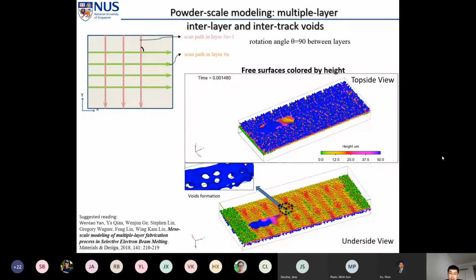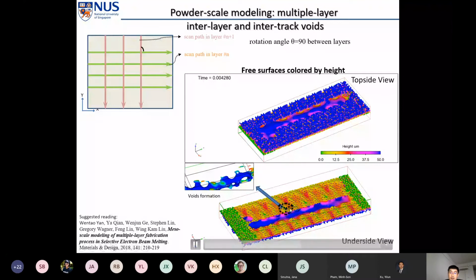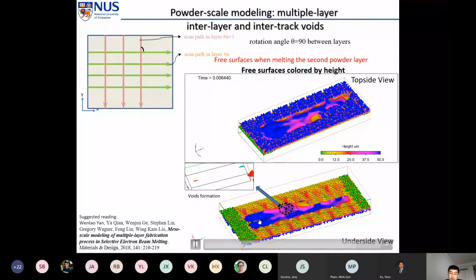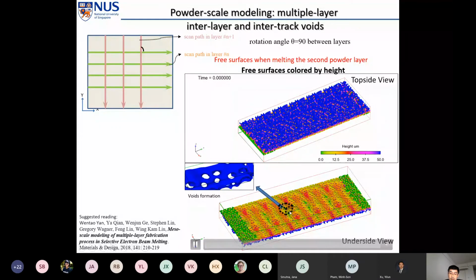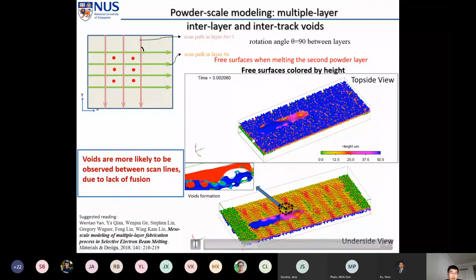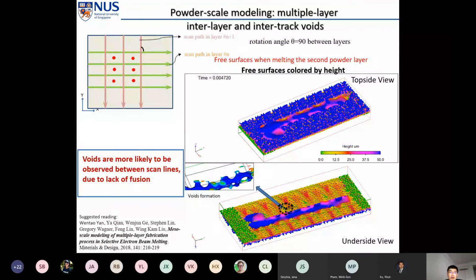This zoom-in video shows where the lack of fusion voids will be formed. Like this is a lack of fusion void, here. And we can also find the pattern of the distribution of these lack of fusion pores and voids, and they agree pretty well with the experimental pattern.